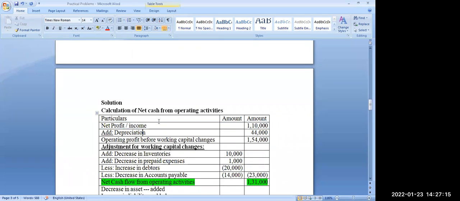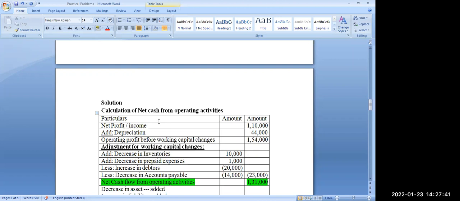Why do we add depreciation here? Depreciation is neither a cash inflow nor a cash outflow. It's only a book entry. We don't have any expenses to be made in cash for depreciation. But the profit that you found out is already after deducting depreciation, so you got a profit of 1,10,000. But really speaking, this 44,000 was not given to anybody. It's only a book entry.